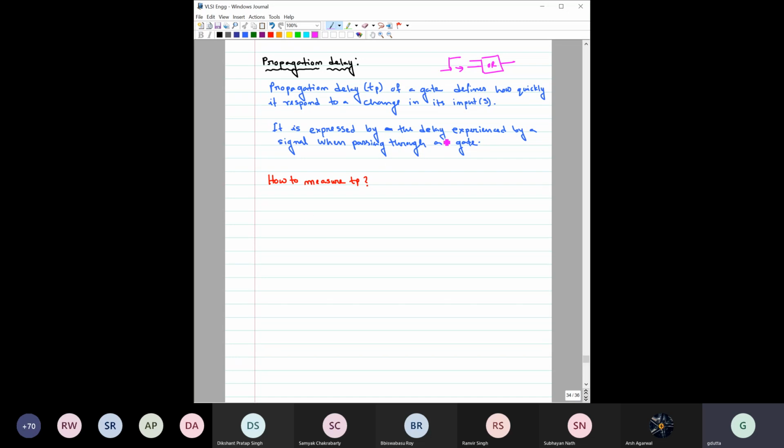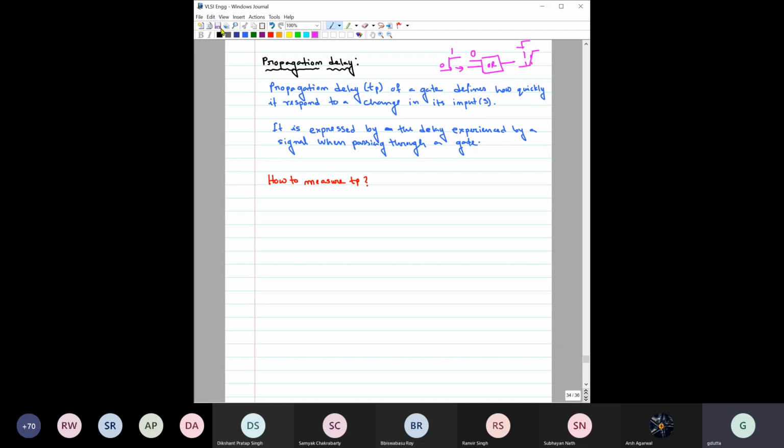Or in other words, it is expressed by the delay experienced by the signal when passing through the gate. So suppose after this OR gate, the output earlier was 0, with inputs 0, 0. Now the input goes from 0 to 1, so the output is expected to be 1. So the output has also changed. This is the change in input and this is the change in output. There is definitely some delay between them. So what is the delay experienced by that input signal when passing through the gate?